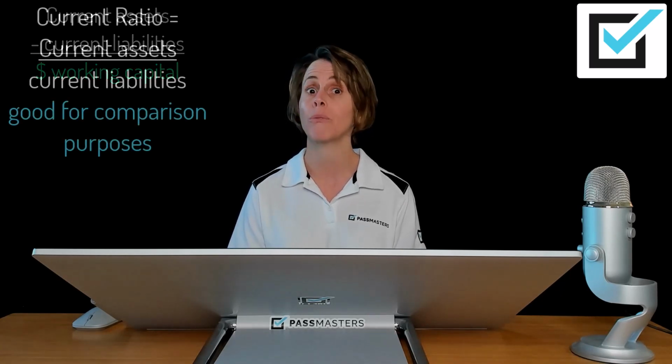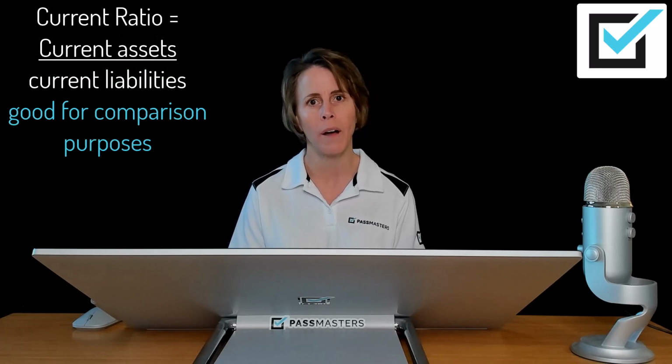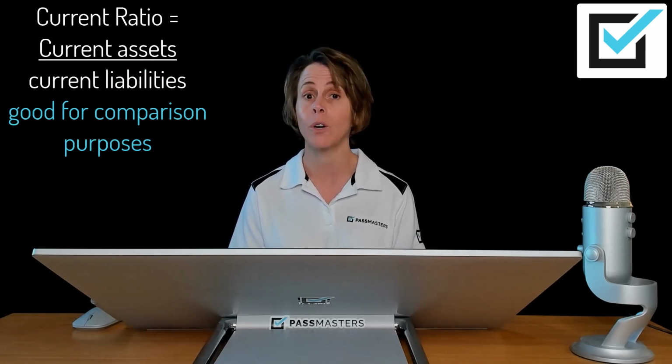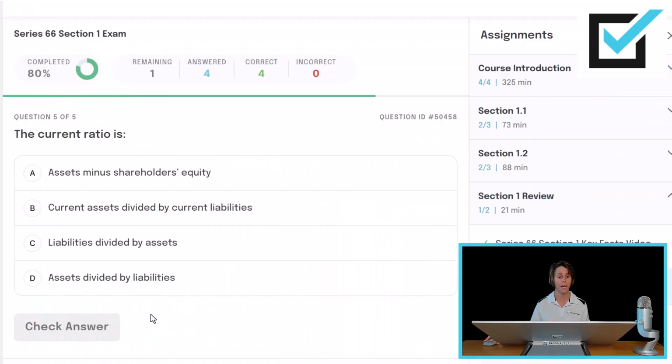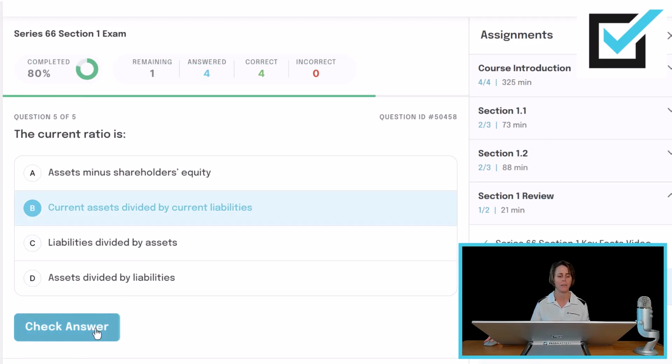The current ratio, however, is what you want to use for comparison purposes. So it's still going to measure the liquidity of the company in the short run. Current assets divided by current liabilities. The current ratio.